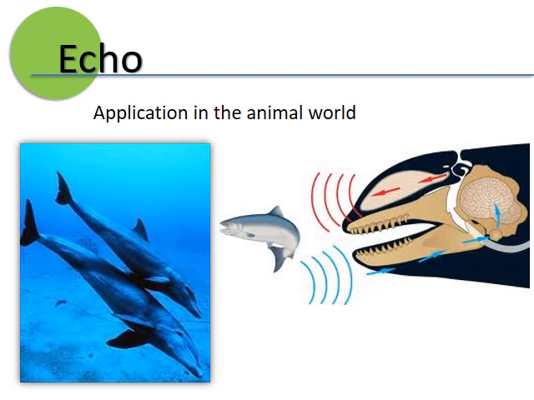Okay, so for example, they will emit a sound wave, and this sound wave bounces off their prey, like in this case here, this poor fish is the prey. They can actually detect how far the prey is from them and hunt them down.